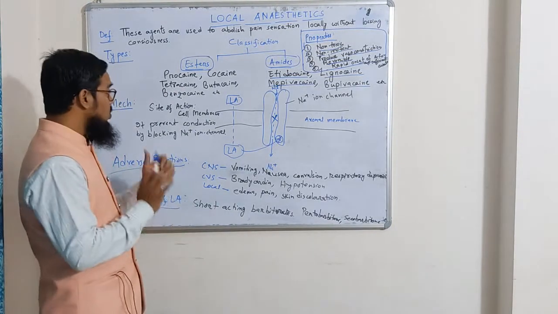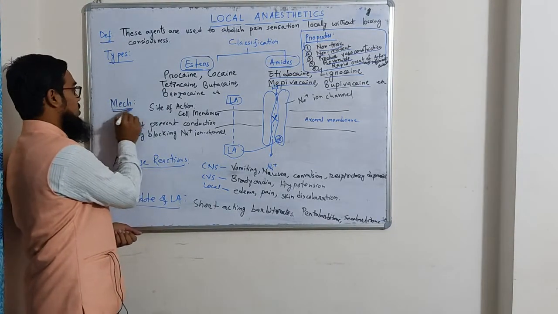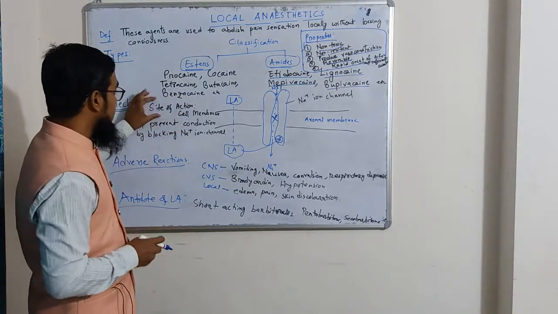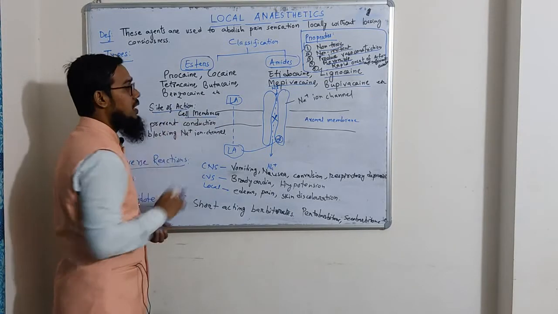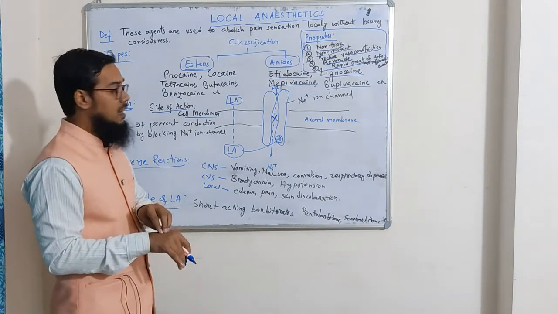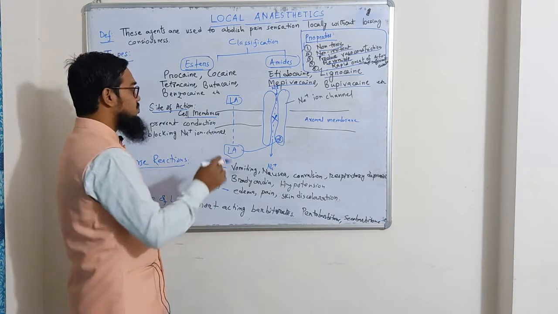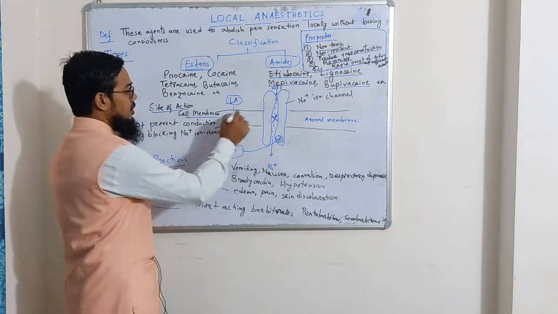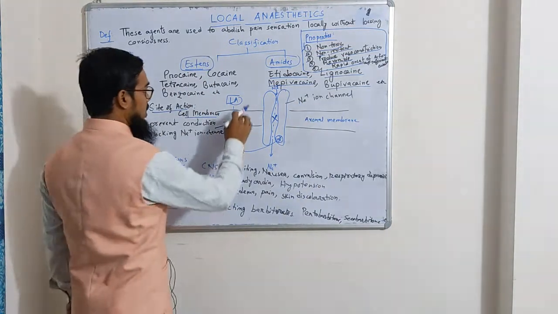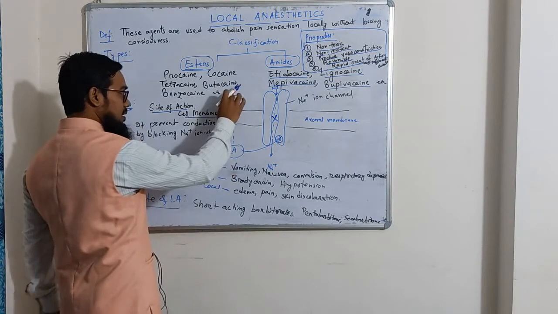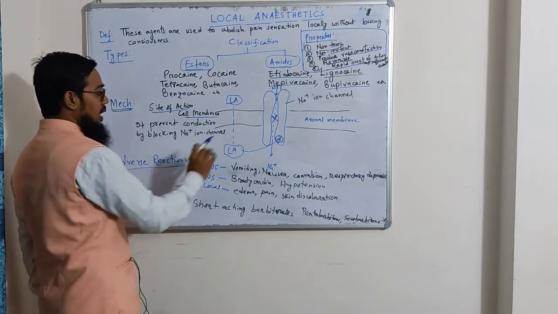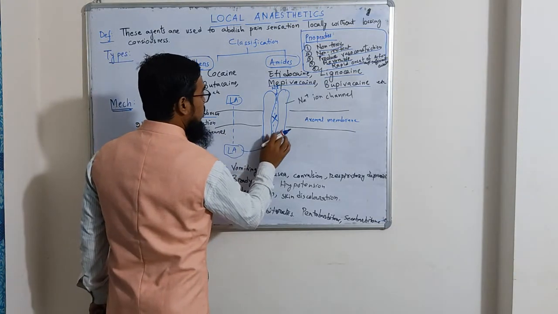Now we will study the mechanism of action: how a local anesthetic produces its action. The site of action of local anesthetic is the cell membrane, the sensory cell membrane where we are using the local anesthetic. For example, this is a cell membrane in a particular area of our body. When a local anesthetic is given, it is absorbed and enters inside the cell. And inside the cell, it blocks the sodium ion channel.